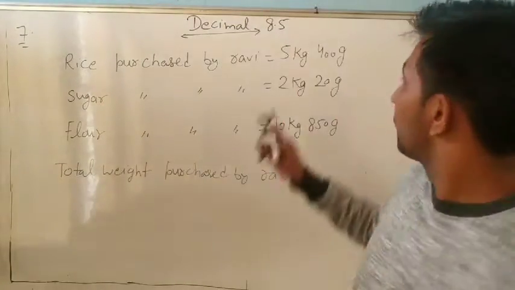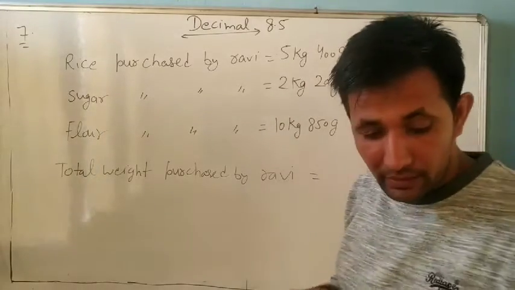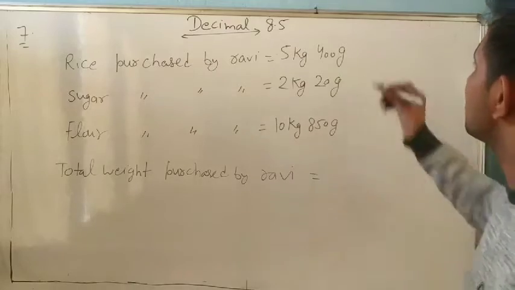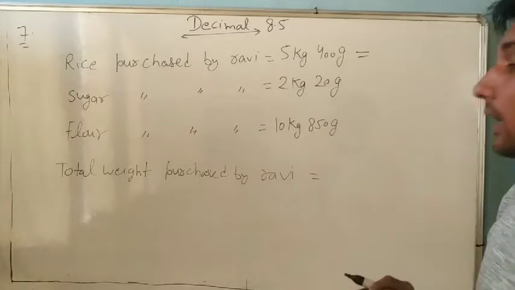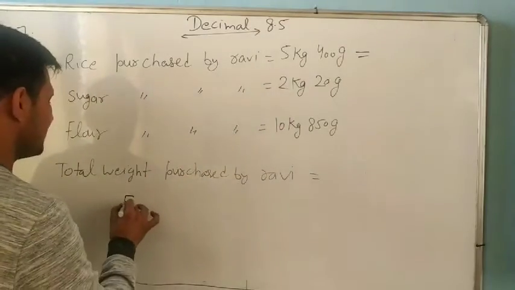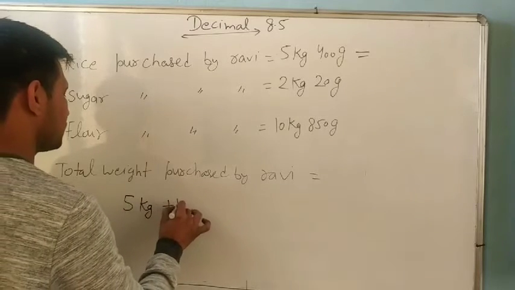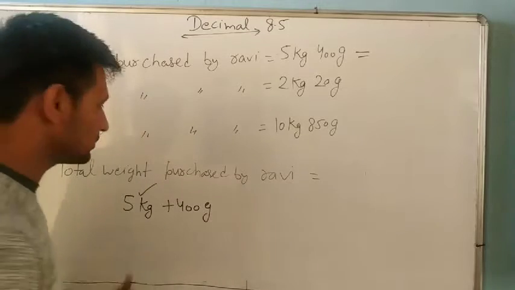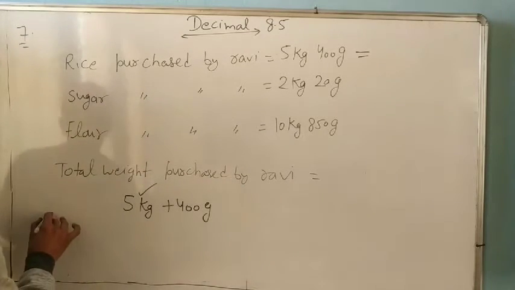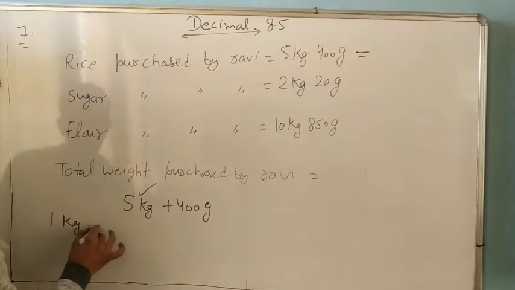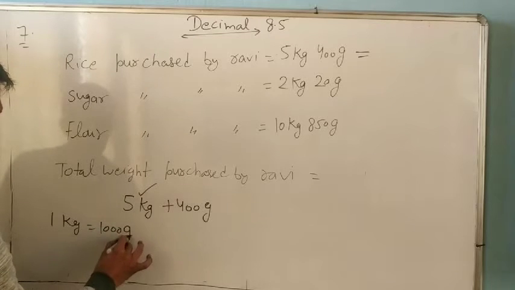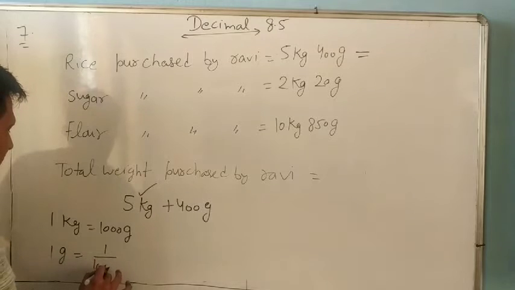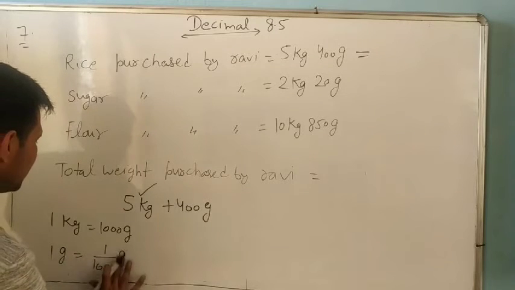Same as it means all three we have to add, but we observe one thing, it is in kg, it is in gram, so we will change all in kilogram. So how will you change? So 5 kg plus 400 gram. It is already given in kg, no need to change this one, but we know 1 kg equal to 1000 gram and 1 gram equal to 1 by 1000 kg.